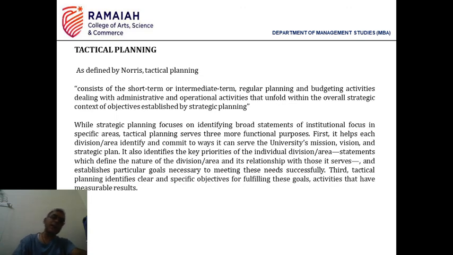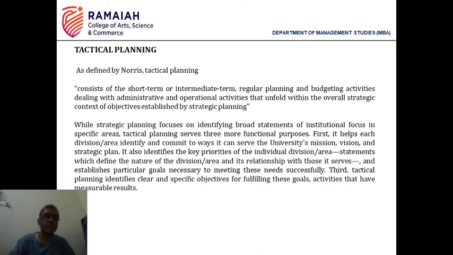Now let's look at tactical planning. As defined by Norris, it consists of short-term or intermediate-term regular planning and budgeting activities dealing with administrative and operational activities that unfold within the overall strategic context of the objectives established by strategic planning. While strategic planning focuses on identifying broader statements of institutional focus in specific areas, tactical planning serves three major functional purposes. First, it helps each division and area to identify and commit to a way it can serve the university mission, vision and strategic purpose.